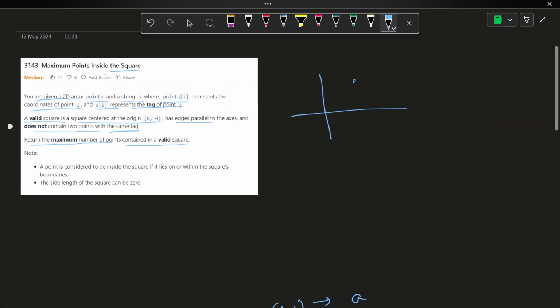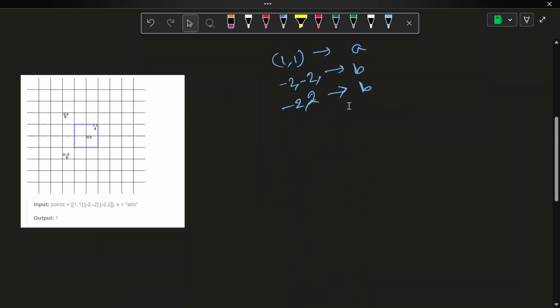They have mentioned the maximum number of points contained in a valid square. So I have to count the maximum number of points, and the square does not contain two points with the same tag. If a tag is repeated, that point should not be counted.